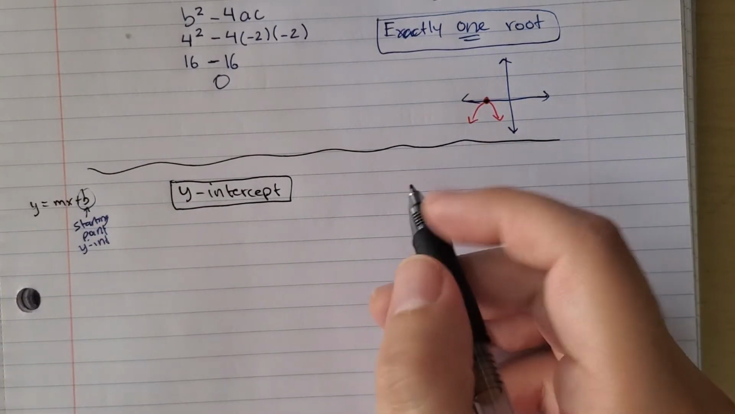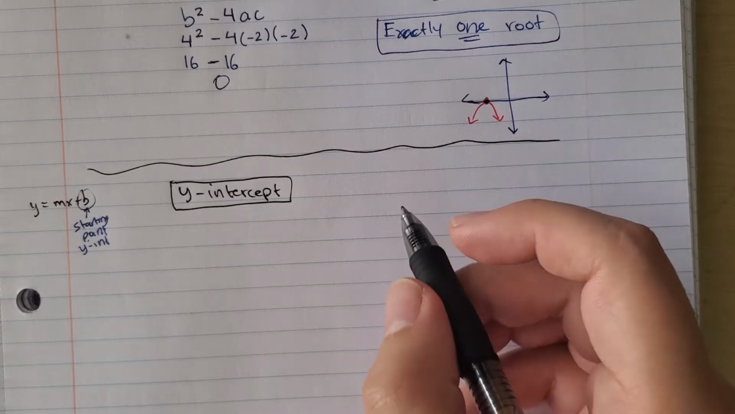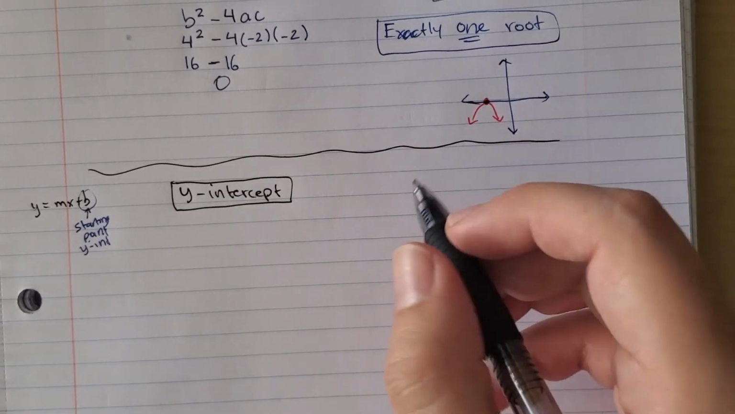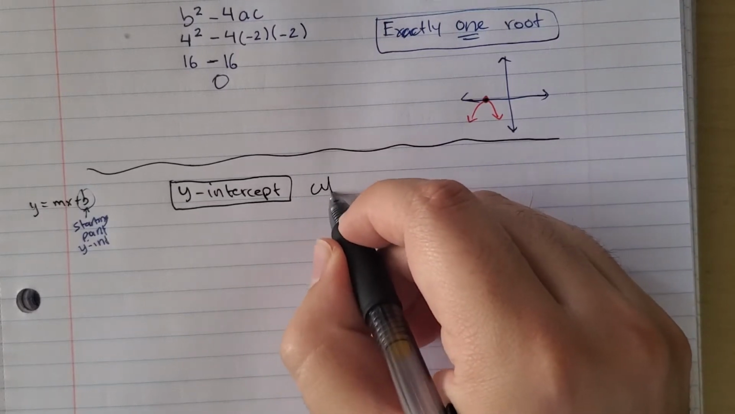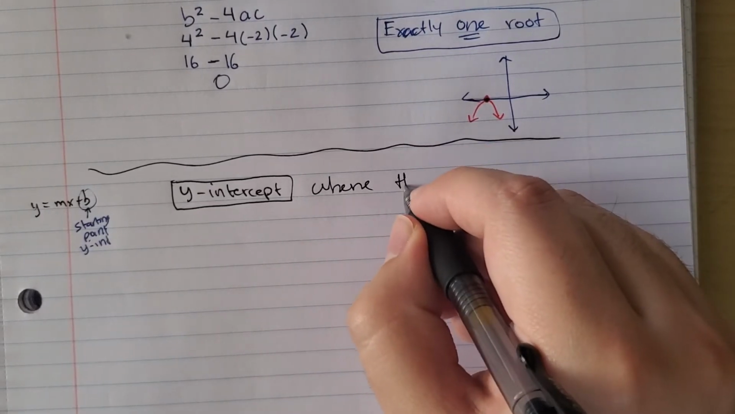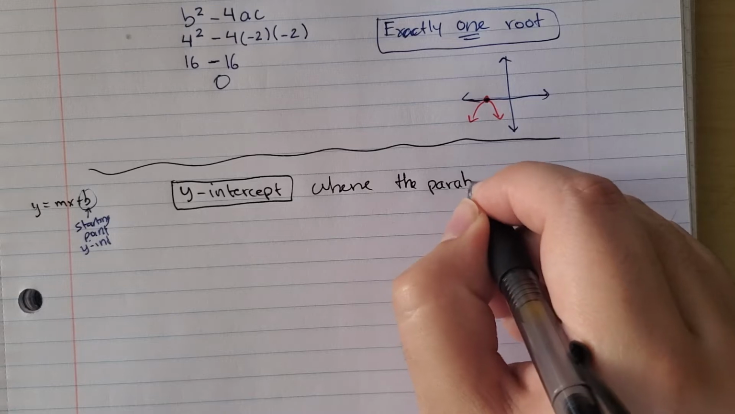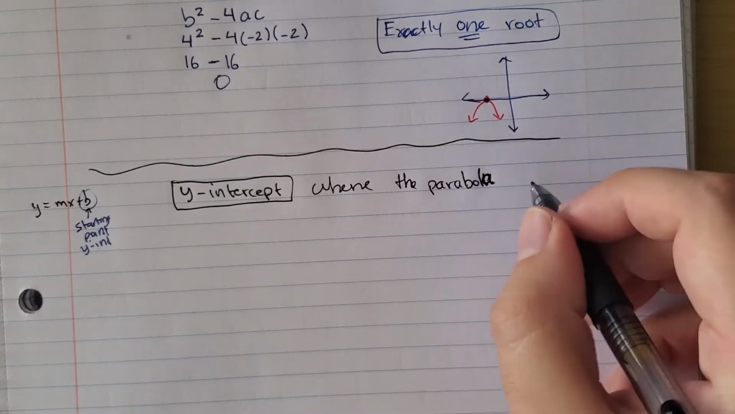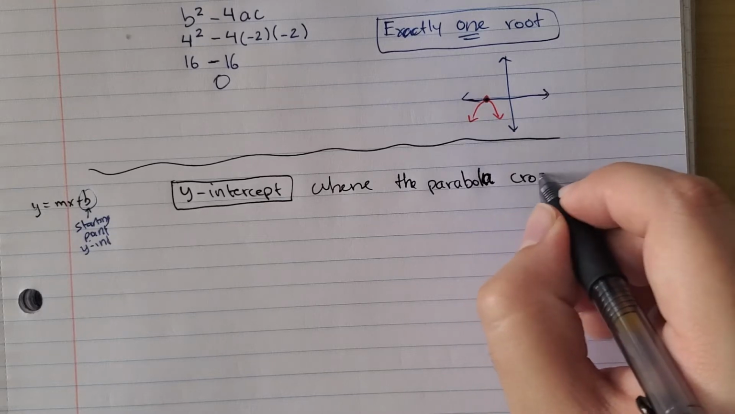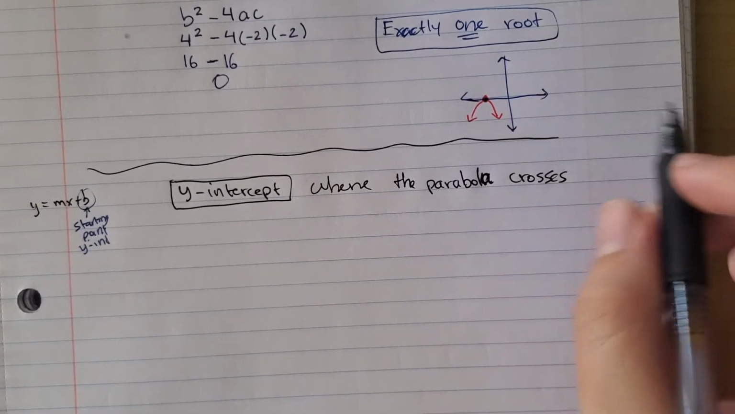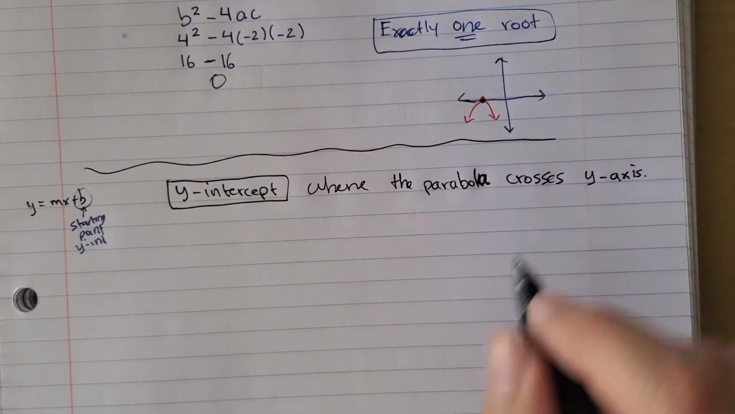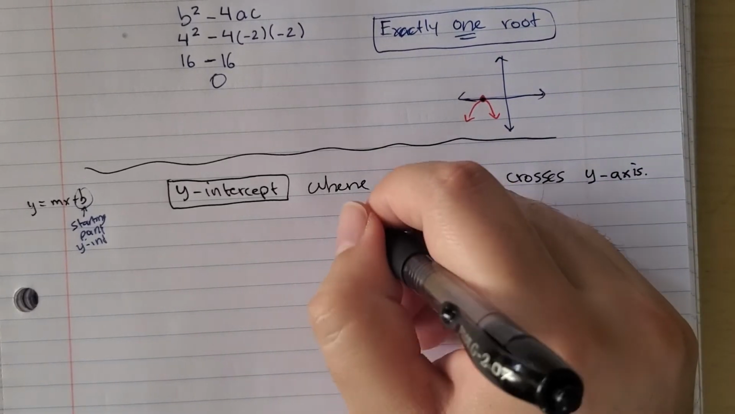Now, with this case, let me define what the y-intercept is again. So the y-intercept is where the parabola crosses, and now careful, it's the y-intercept, so it's where it crosses the y-axis. So a really quick sketch of that.